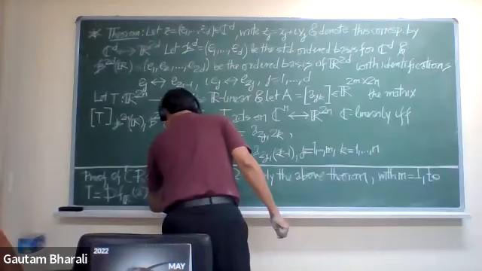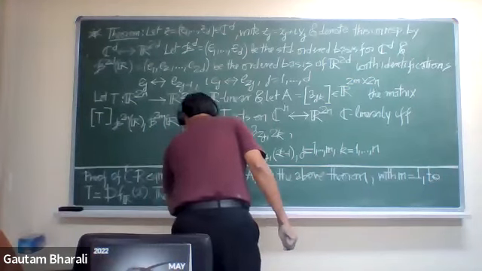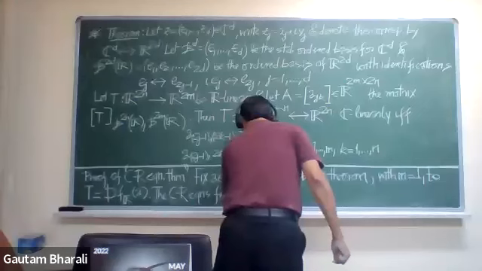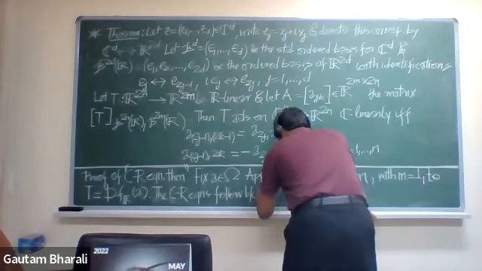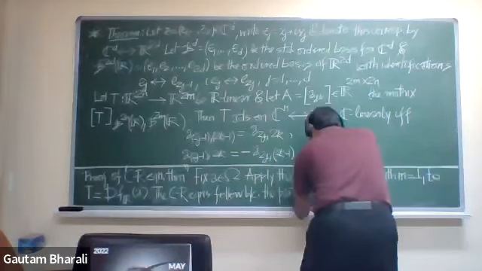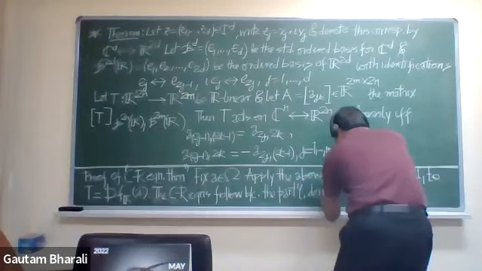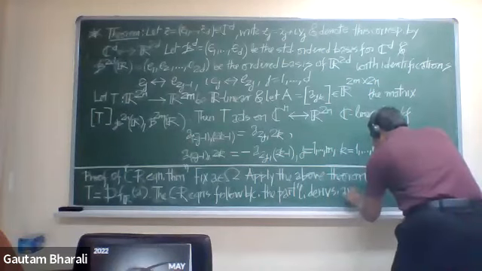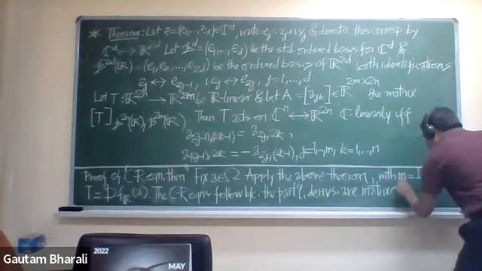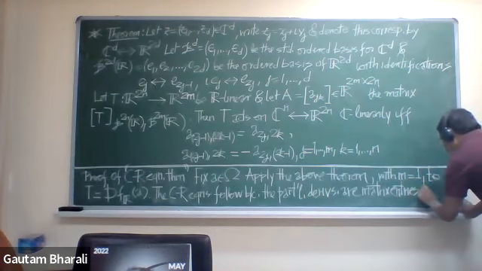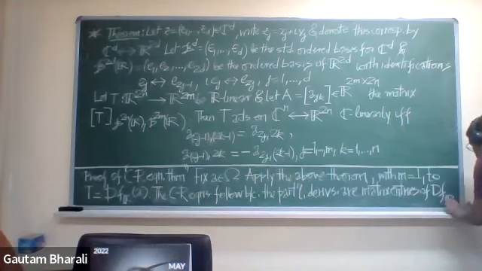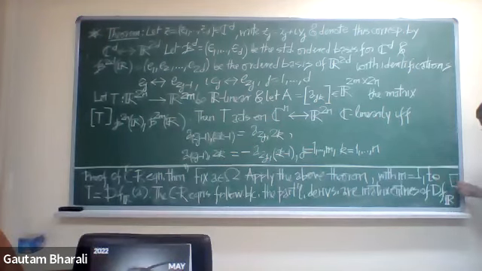So the CR equations, the Cauchy-Riemann equations, follow because the relevant partial derivatives are the matrix entries of the matrix representation for d sub f_R. Hence the proof.